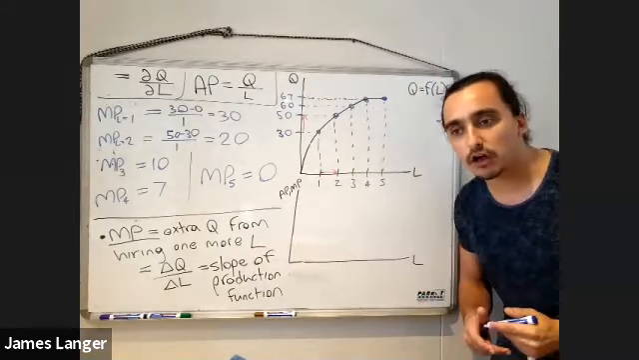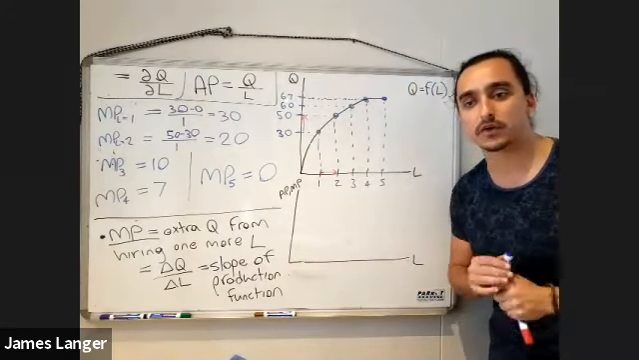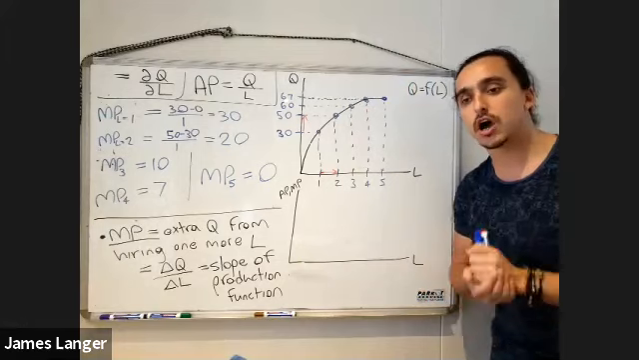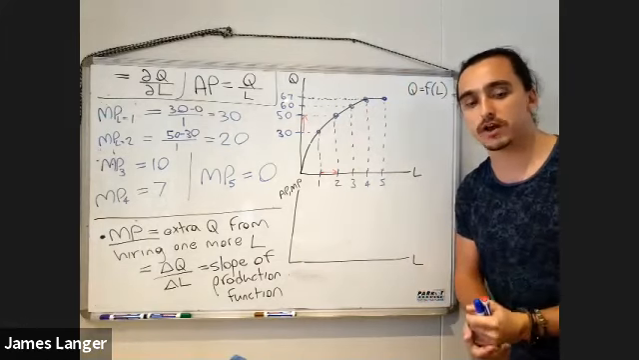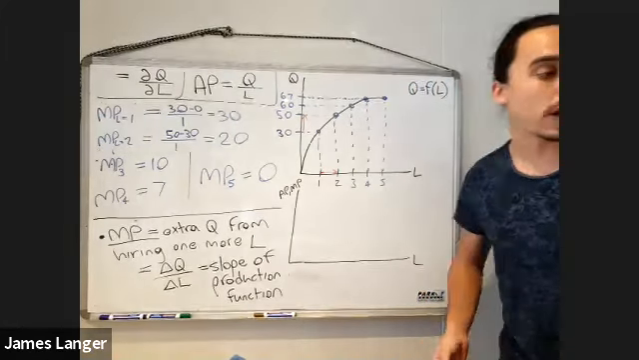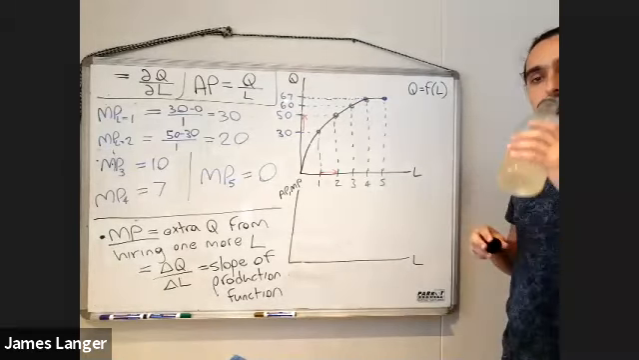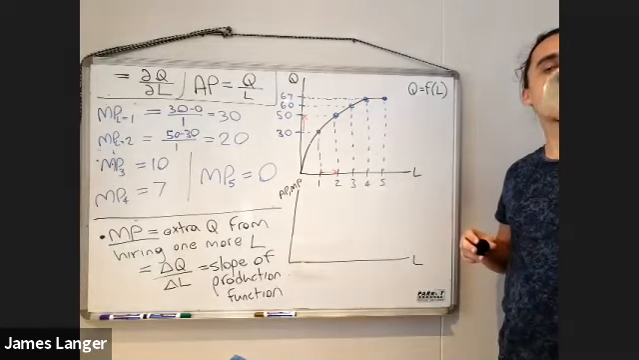Does everyone follow the maths and how I calculated marginal product here? Please give me a thumbs up if it's good. If it's not good, ask me a question. Ask me to run over it again if you need me to. Right? So I'm just waiting for everyone to give me some sort of reaction or a question. Otherwise, I'm going to move on now.